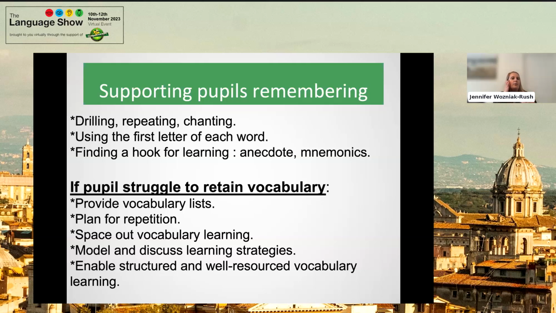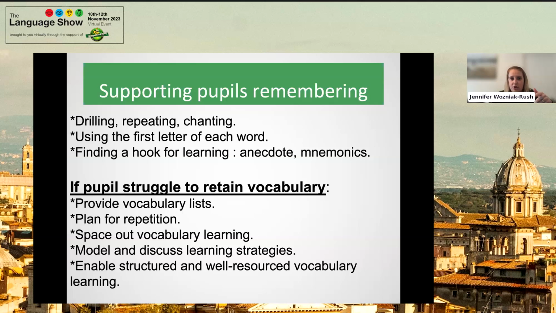Or it could be, if your pupils struggle to retain vocabulary, as I said, give them a vocab list, plan for more repetition, space out the vocabulary learning, and encourage a little and often approach to vocabulary retrieval. Explicitly model and discuss vocabulary learning strategies. What is the best way to learn the vocabulary? Enable structured and well-resourced vocabulary learning at home, which guides the pupils through the stages involved in vocabulary learning, and also support the parents and carers to support their child.